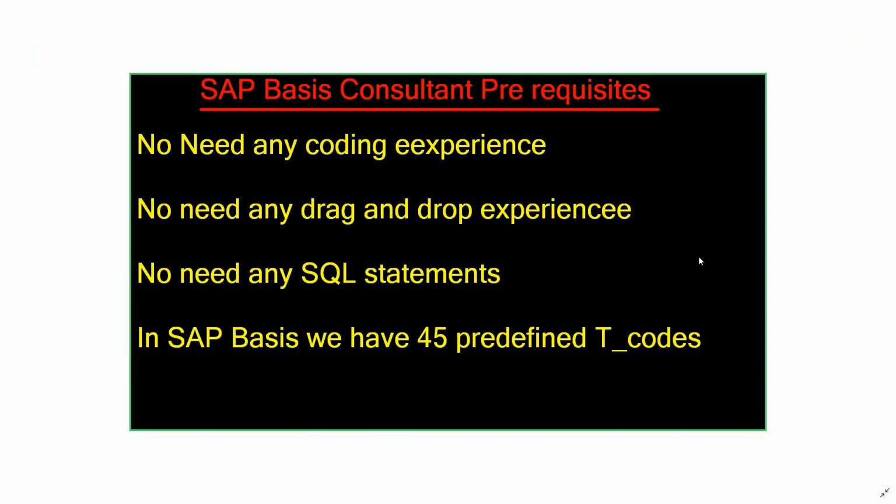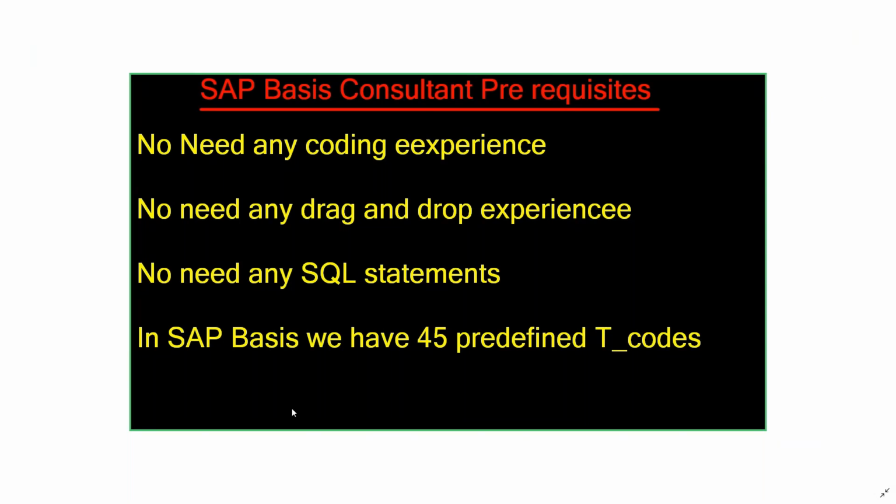In SAP basis, in the entire SAP basis, we are using predefined transaction codes. 40 to 45 transaction codes are there, simply called T codes. So these 40 to 45 T codes only we are using as a basis consultant. Whether you join with 3 years of experience, 4 years, or 10 years of experience, all basis consultants use only 40 to 45 T codes in their entire career. After 20 years, when you have 20 plus years of experience, you can check how many T codes there are in SAP basis. We have only 40 to 45 T codes.